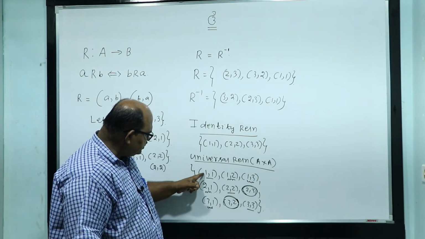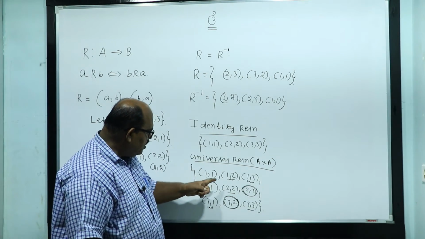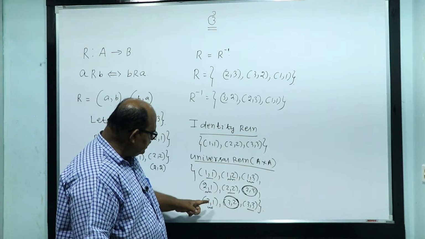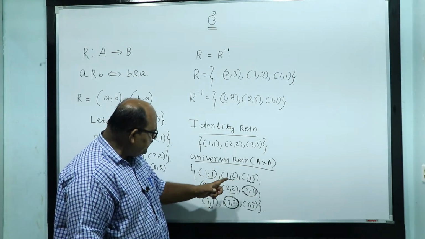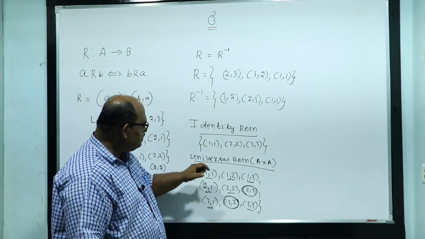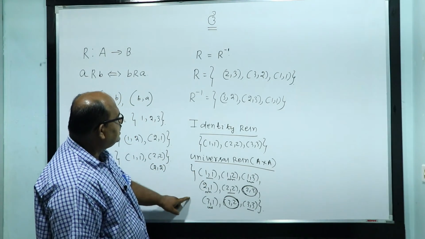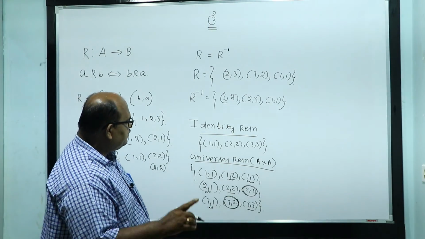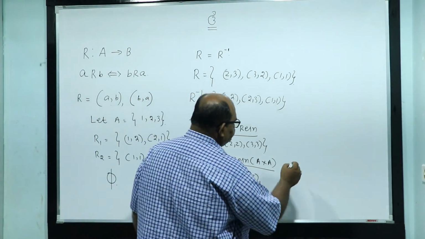1 1 fulfills the symmetry condition with itself. 1 2 fulfills it with 2 1. 1 3 fulfills it with 3 1. Similarly, every element fulfills the symmetry condition. So the universal relation is also symmetric. But one point is very important.